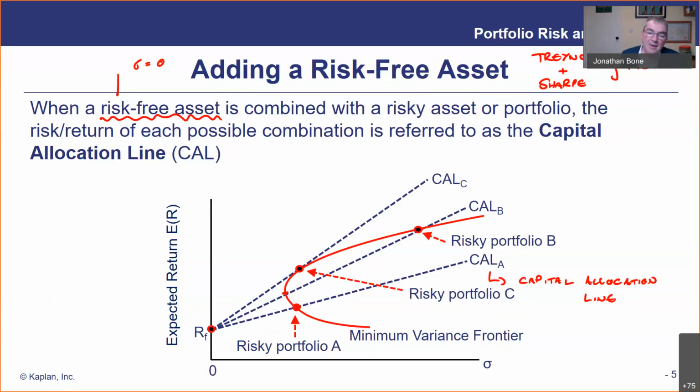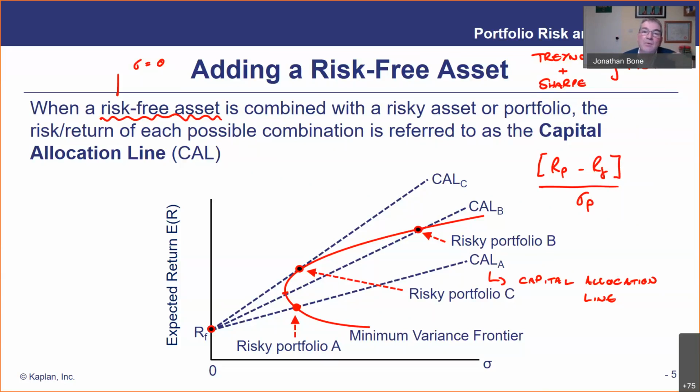Now, the key thing to note here is investors will always choose to be on the highest capital allocation line that they can achieve. Why? Because the gradient of the capital allocation line is the Sharpe ratio. The Sharpe ratio is the return on your portfolio minus the risk-free rate over the standard deviation of your portfolio. I think you first see that in quants. The numerator is excess return, and we're dividing it by the standard deviation of the portfolio. So the Sharpe ratio tells us excess return per unit of risk.